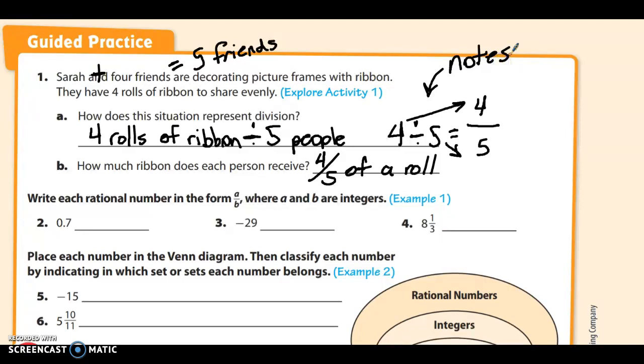Questions 2 through 4. The directions read, write each rational number in the form of a over b. That's the same thing as a fraction, where a and b are integers. Can you write 0.7 as a fraction? If you can say it right, you can write it. 0.7 is the same as 7/10. 7/10 gets written as 7/10. Number 3, -29. Any whole number or any integer can be written as a fraction over 1. And number 4, this is the one where we do 8 times 3 is 24. Add the 1 is 25. 25/3. Okay, I will go ahead and move the screen up.